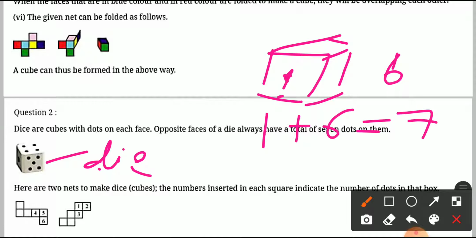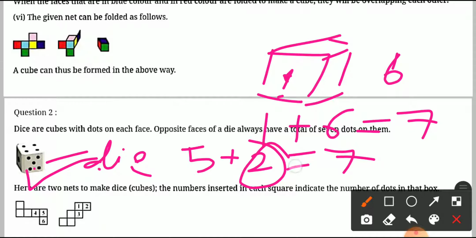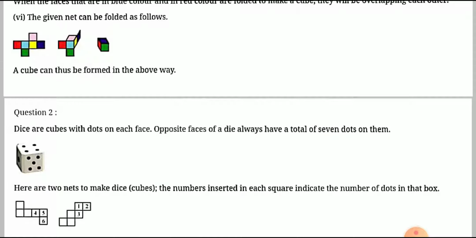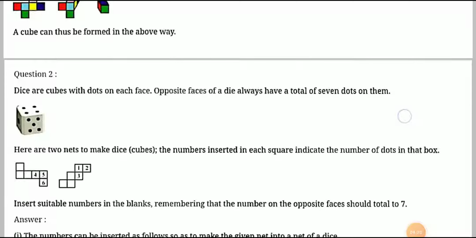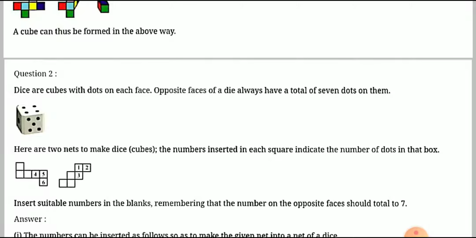This is a very interesting thing to know. Now let's see this in this die. Here we have 5. So opposite of it, what number should we have? 5 plus 2 is 7. So the answer is 2. Now we have to write the numbers in the following nets of a cube. Here also what you can do is cut this from the graph paper, then afterward write the following numbers on it.